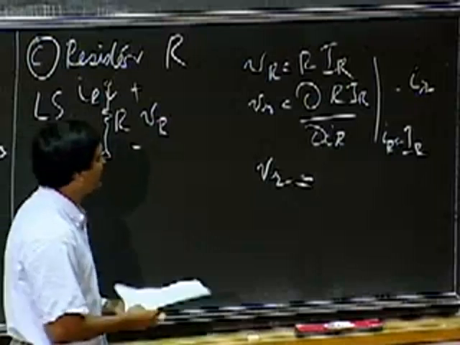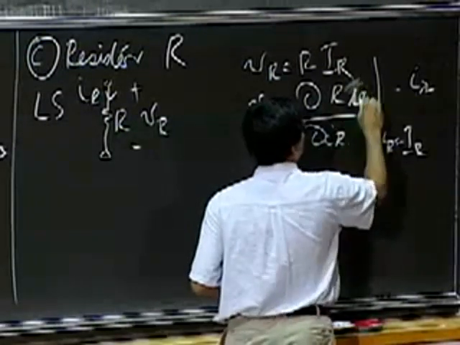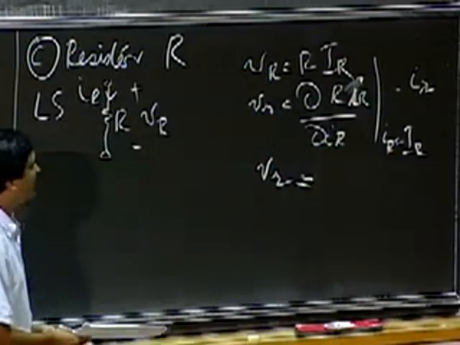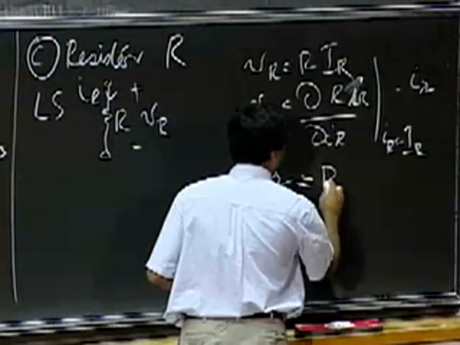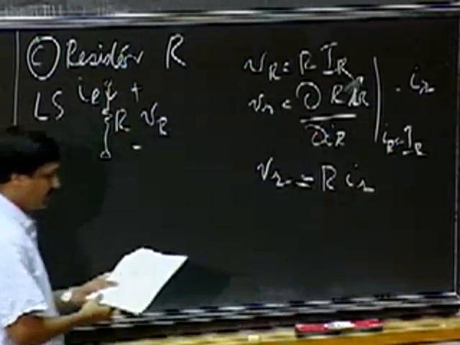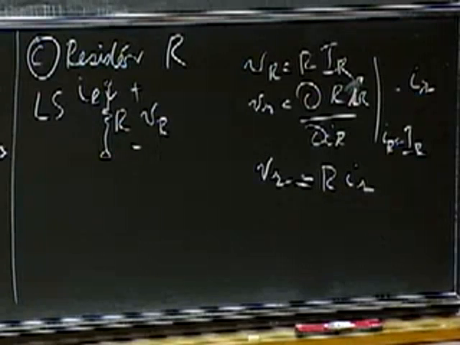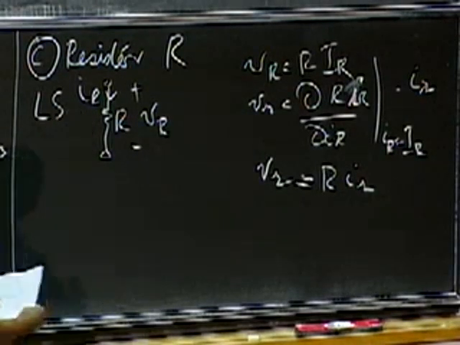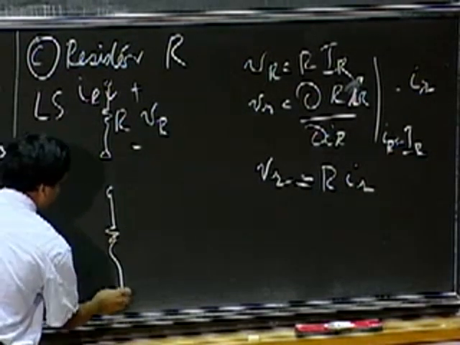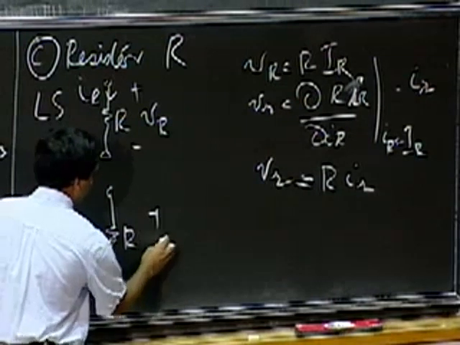Okay, so differentiating, I simply get R times ir. In other words, for a resistor, the small signal model is the resistor itself.